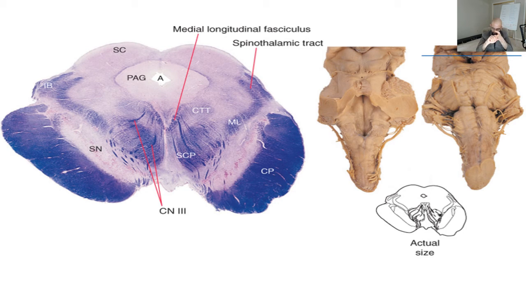This holy grail of structures. It is the superior colliculus, and these are the superior colliculi, involved in vision. Okay? So if we lesion here, we're going to have dysfunction of saccadic eye movements. Okay? Very, very good.